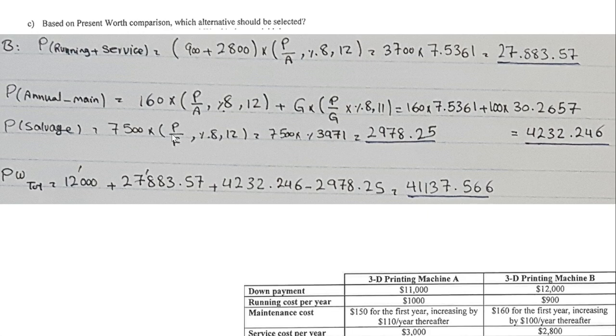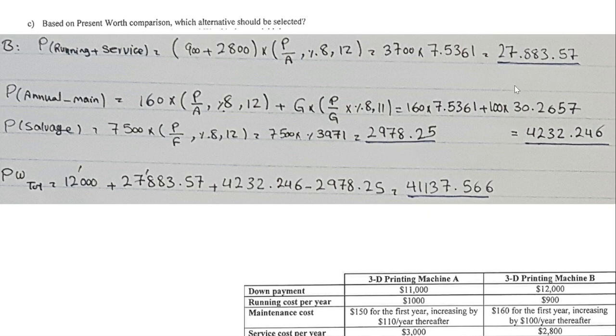And for the salvage value, 7,500 is something in the future. So we have to calculate present over future, 8%. The life of the system is 12 years. According to the compound table, this value would be 0.3971 times 7,500. The total value would be 2978.